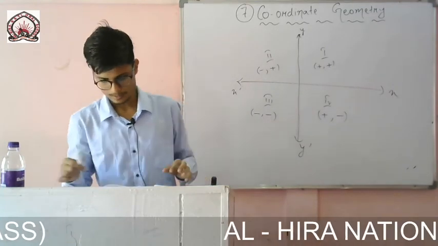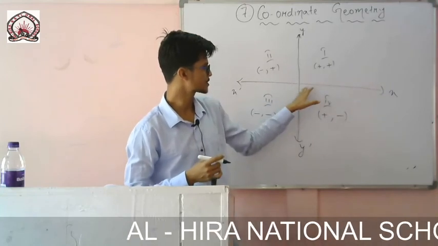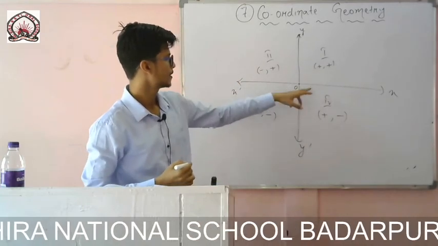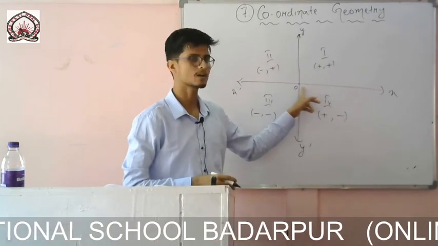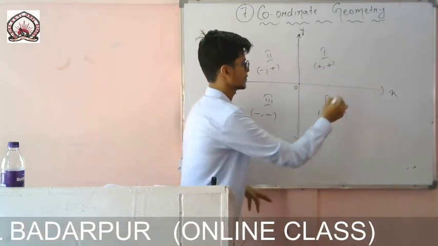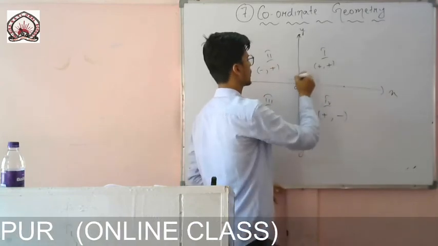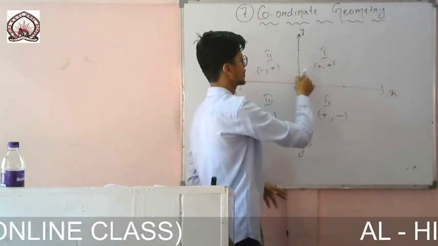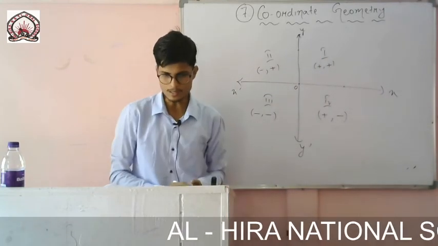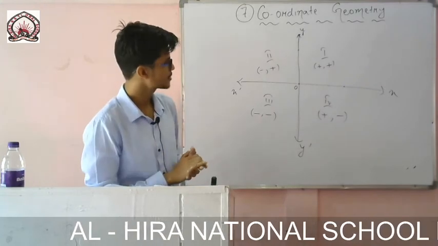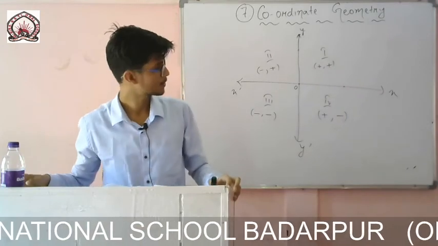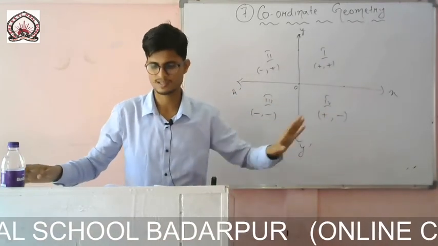Okay, and you know this one is the x-axis, let me name this one. This is the origin where both the axes intersect with each other. The distance from the y-axis will be our x coordinate, and the distance of a point from the x-axis will be our y coordinate. The x coordinate is also called abscissa, and the y coordinate is also called ordinate. So these are the basic things you know.